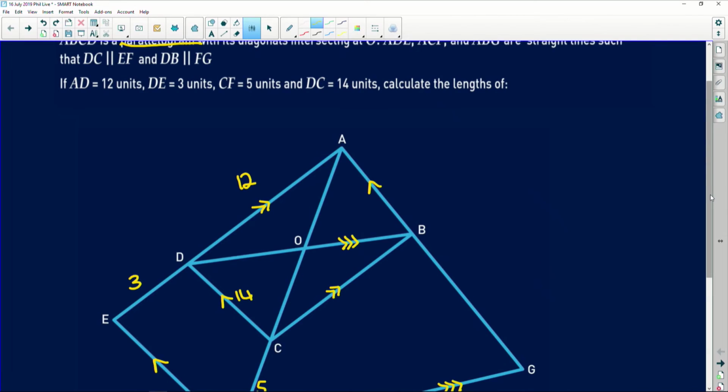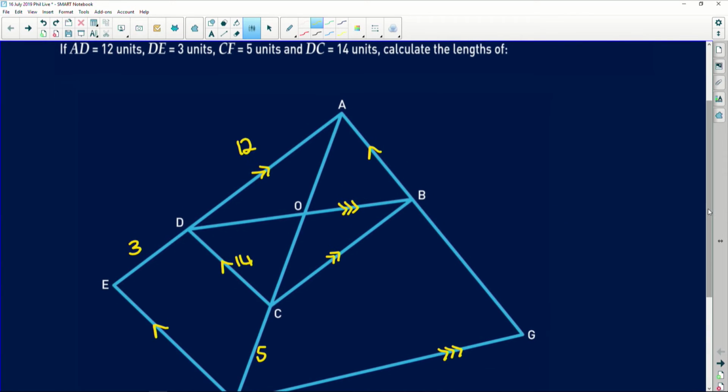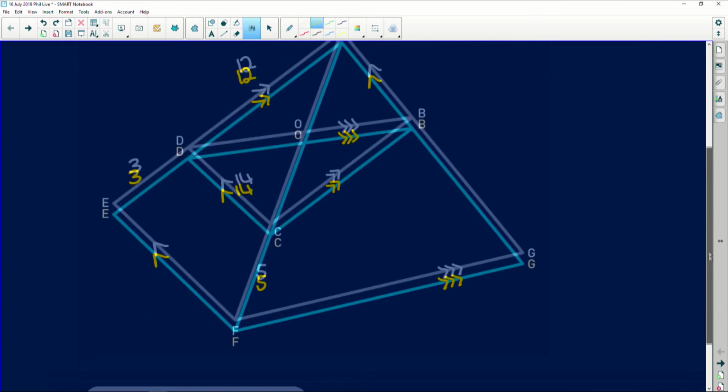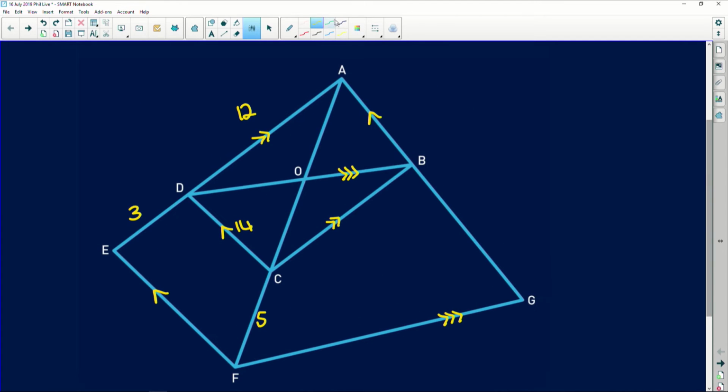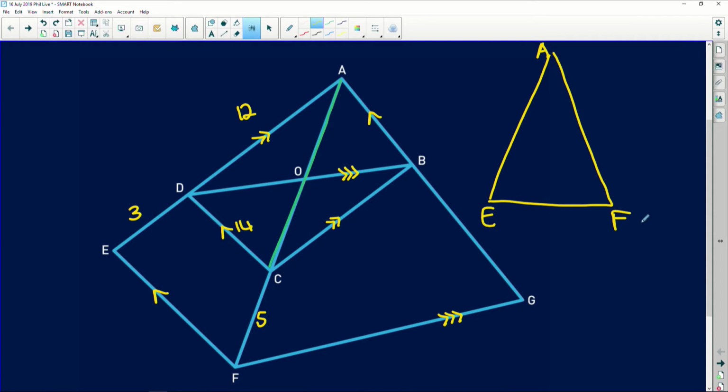So it says, if we have all this information in front of us, firstly, calculate the length of side AC. AC is this side over here. Obviously, we've been given a whole bunch of parallel lines and a whole bunch of measurements, so we need to try and use sides in proportion to figure this out. If I look here, AC forms part of the triangle. We've got A at the top, E at the bottom, F at the other bottom. So we've got this big triangle here.